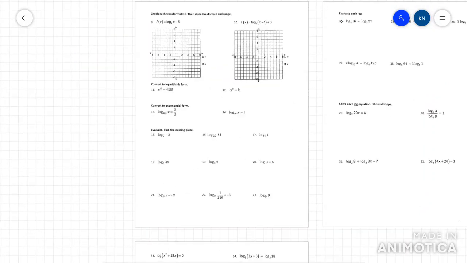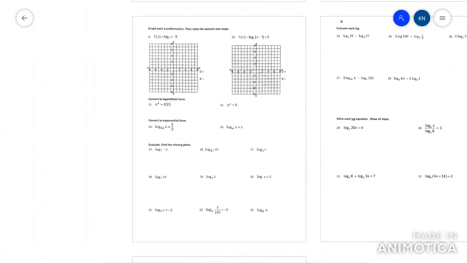Next page. We're graphing a log function. A log function by default comes up and makes a hard right turn like this. And it's got a vertical asymptote here. So that's the shape that these are going to take.